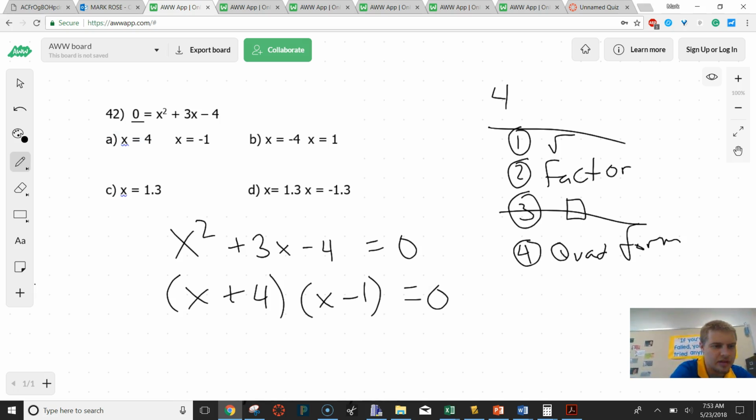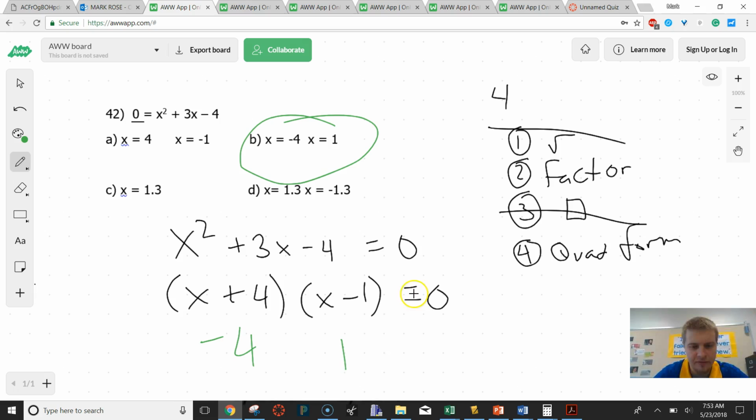But since this thing is equal to 0, we have to find what would make these things equal 0, which would be b, because I have to flip the signs on those. Let's try the next one.